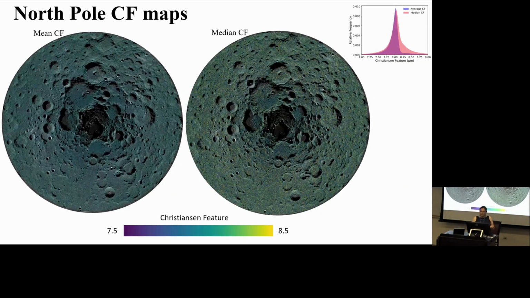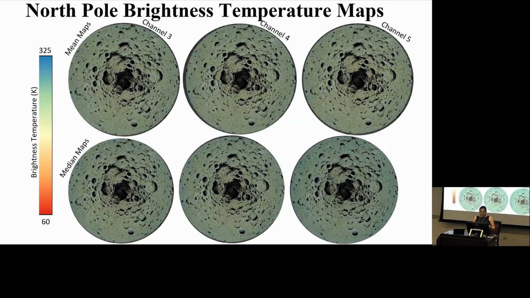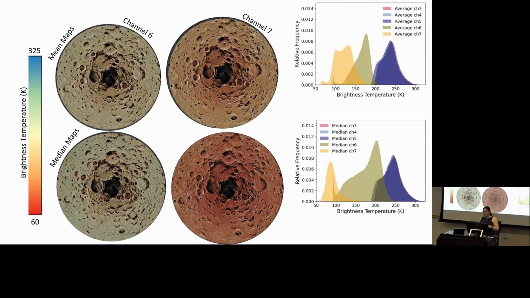This is the North Pole CF map. It also displays anorthositic values, as we can see in the corner. The median map is a little more noisy than the mean. And these are the brightness temperature maps for the North Pole, again. And the distribution of temperatures looks something like this across channels 3 to 7.